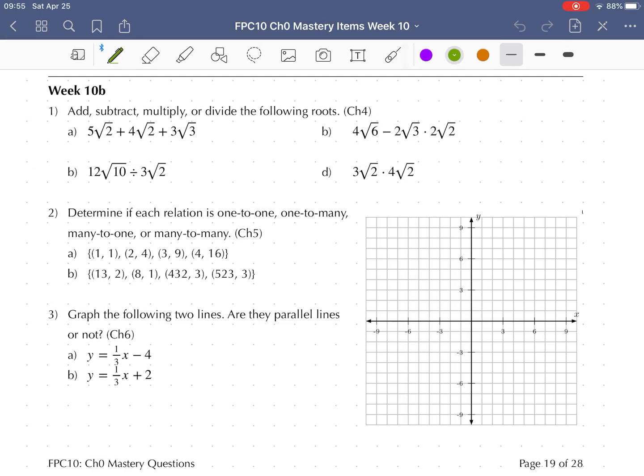Hello, this is Mr. Stein, and in this video, I'm going to go over the Mastery Items Week 10B questions. Question number 1. Add, subtract, multiply, or divide the following roots.